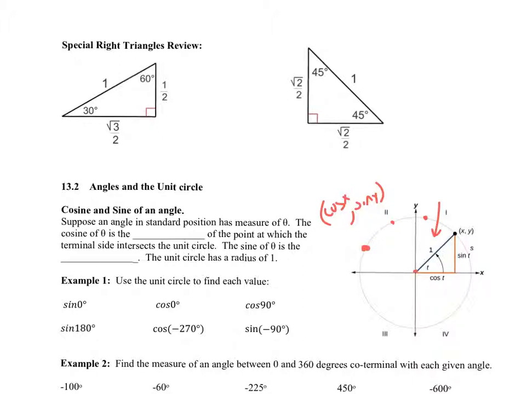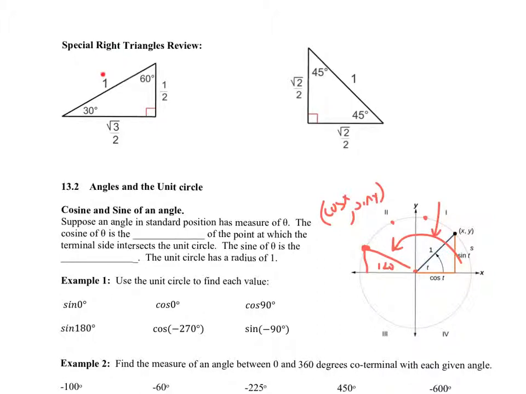So this ordered pair, if this angle is 120 degrees, would be the cosine of 120 and the sine of 120. In order to do that, I want to review the special right triangles. There are two special right triangles. Notice how both of them have a hypotenuse of 1. That's going to be your radius in the unit circle.